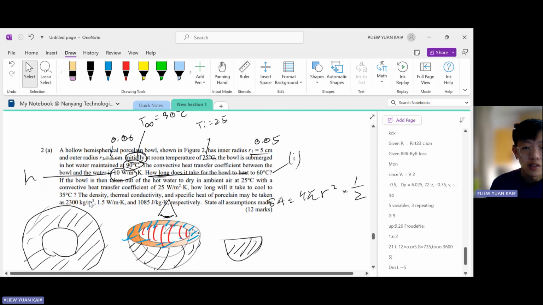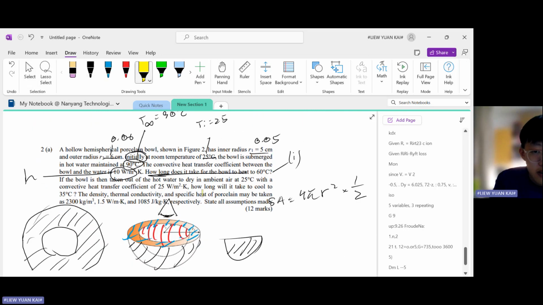The next part of the question says this. If the bowl is then taken out of the hot water to dry in ambient air with a convective coefficient at 25 degrees Celsius now, so the h has already changed, how long will it take to cool to 35 degrees Celsius? How long will it take for the bowl to cool down to 35 degrees Celsius?